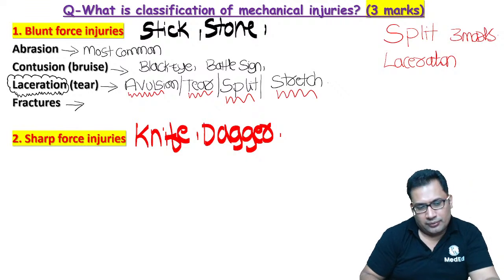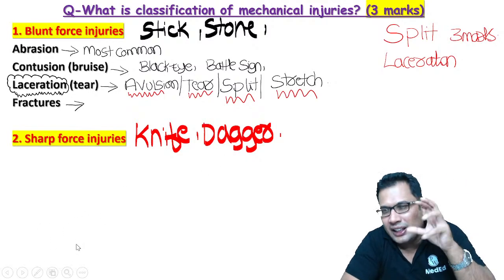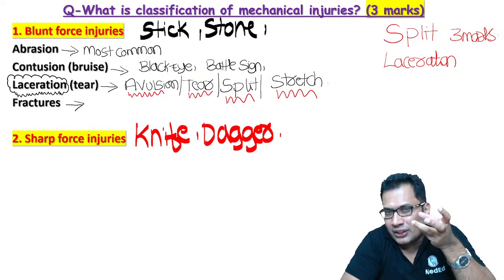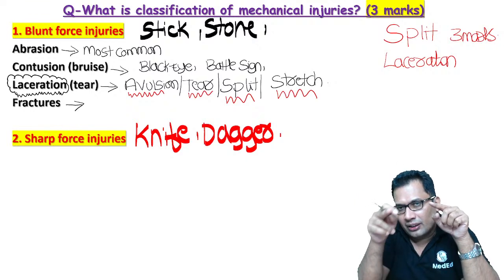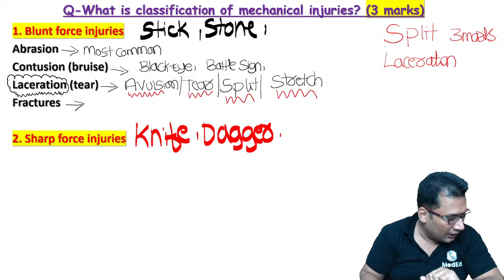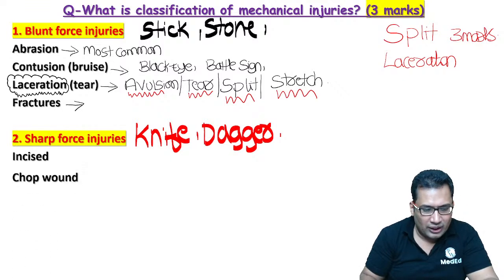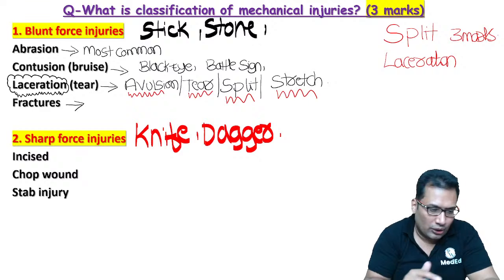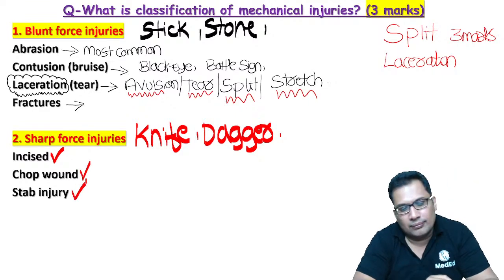Sharp force injury. Remember, in sharp force injury you will see clean cut margins, whereas in laceration you will see irregular margins. So what are the sharp force injuries? Incised wound, chop wound, and stab wound. Very good. Incised wound, stab wound, and chop wound.